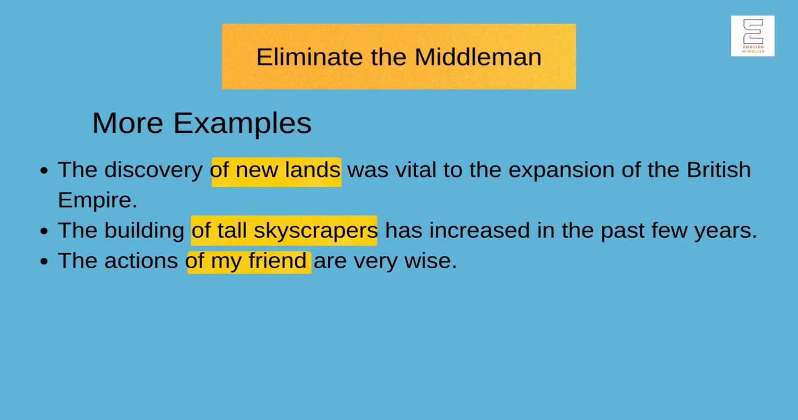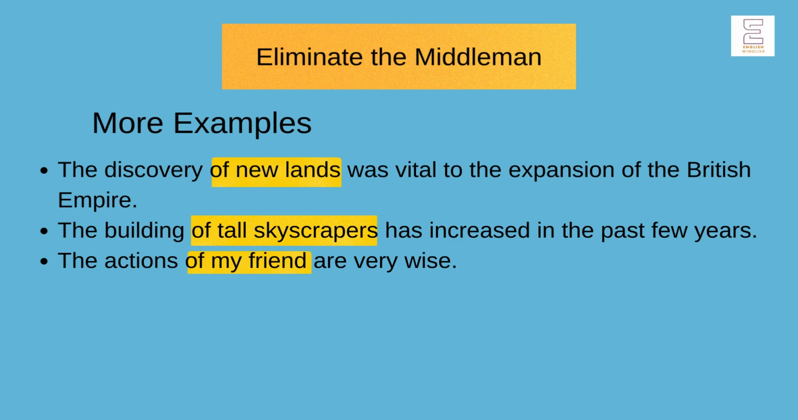The discovery of new lands was vital to the expansion of the British Empire. Was, because discovery is a singular noun. The building of tall skyscrapers has increased in the past few years. The building, the process, is a singular thing. So it will have has as the verb. This sentence will not have have but has.